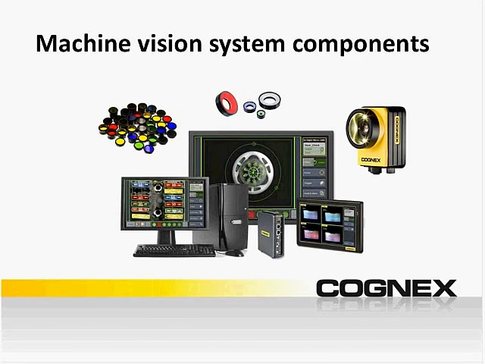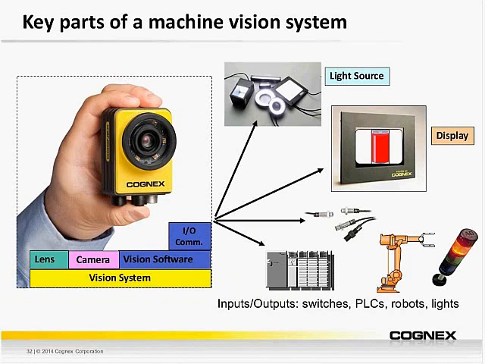Now that we're familiar with the basic applications and benefits of machine vision, as well as the types of machine vision, let's go over the key parts of a vision system. There are typically 5 components that make up a vision system. They include the lighting, lens, camera, vision software for processing, and communication.